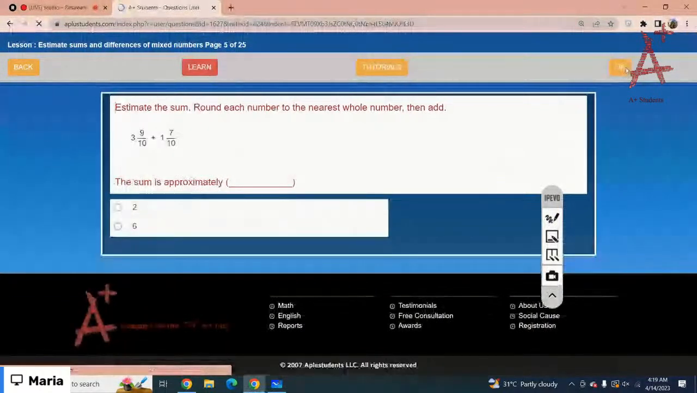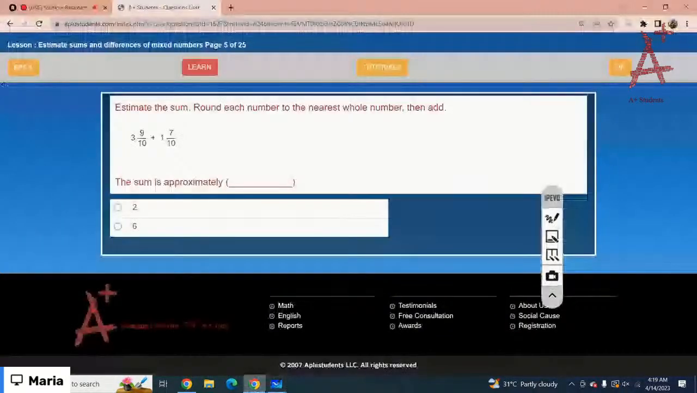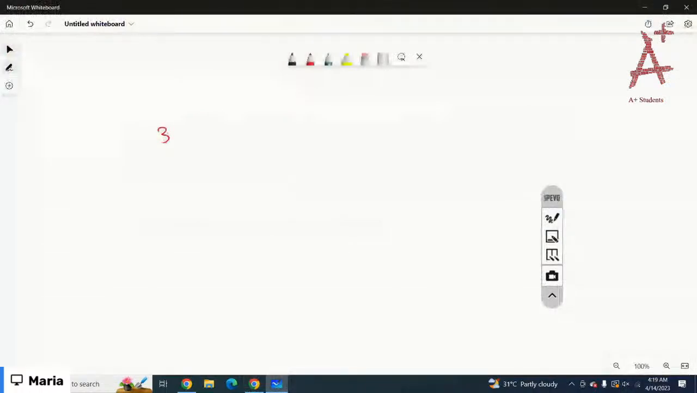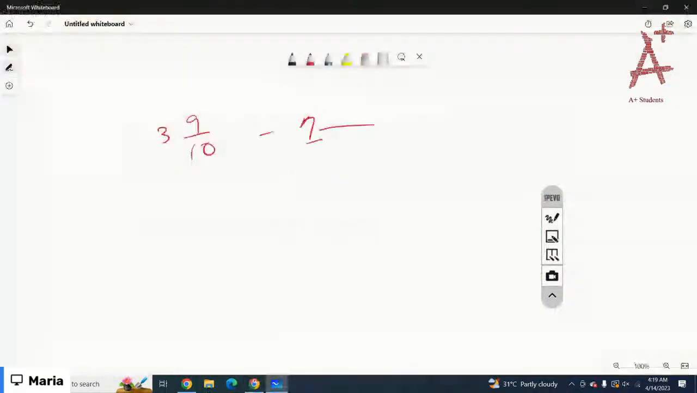Okay, the next one is 3 whole 9 over 10 plus 1 whole 7 over 10. So both the fractions are greater than 1 over 2. 3 whole 9 over 10 plus 1 whole 7 over 10. So 9 over 10 means 0.9 and it is greater than 1 over 2. So it would be rounded to 4. So here you have 4. Then again 7 over 10 is greater than 1 over 2.